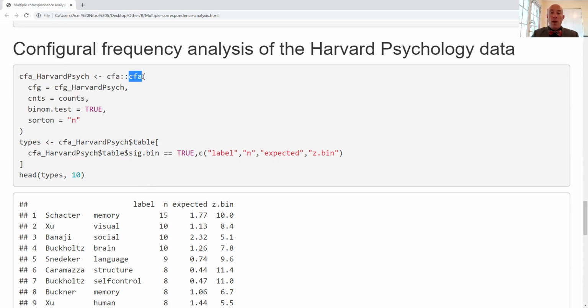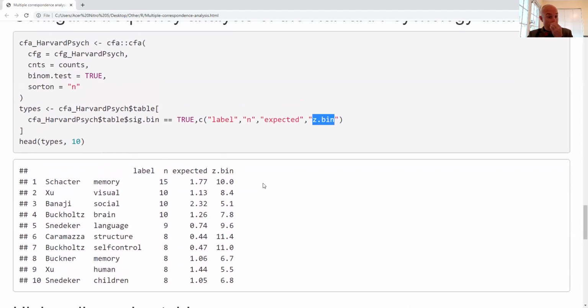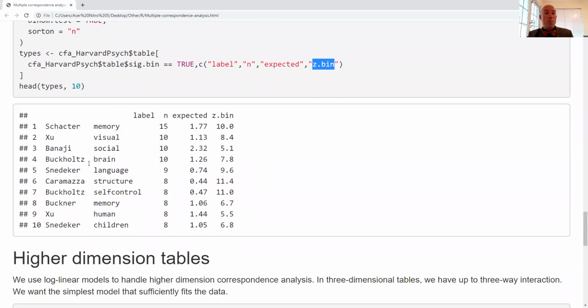Okay, so now after I run this, the CFA function spits out a whole bunch of tests. It gives you a chi-square test, it gives you a z-test, it gives you a q statistic, and sometimes it gives you a binomial statistic. So that's a lot to wade through. What I'm going to do is just grab the times that the binomial test is significant. This automatically does a correction for us, by the way, using Bonferroni, and I'm only going to grab the columns I'm interested in: the label, the number of times it's observed, what was expected, and my test statistic. And now we're just going to look at the first 10 because there's a bunch of them.